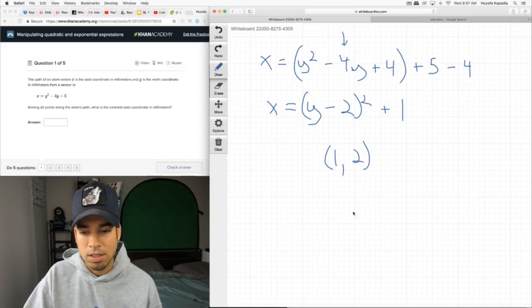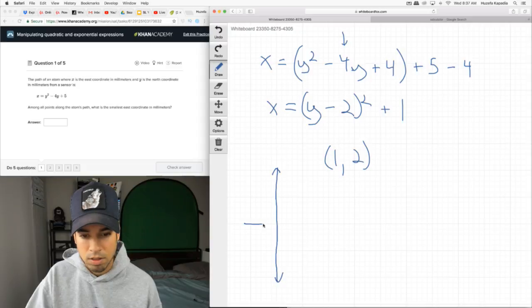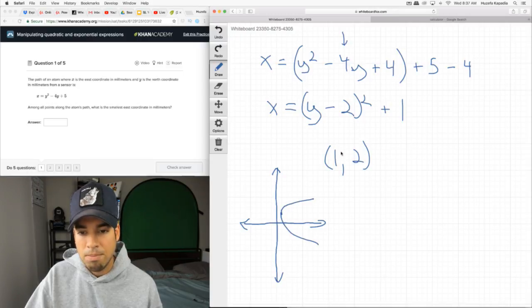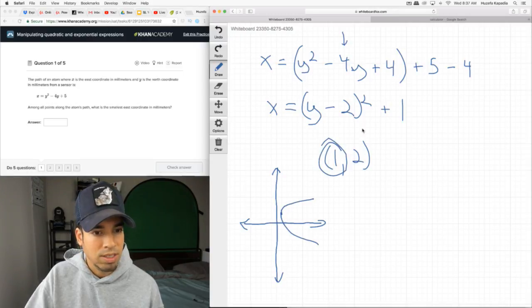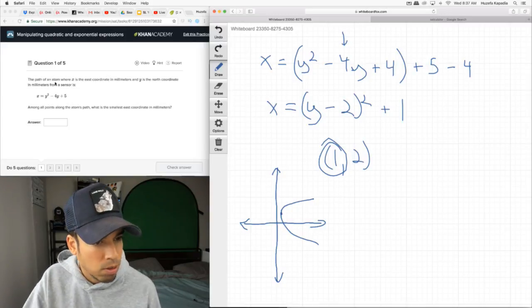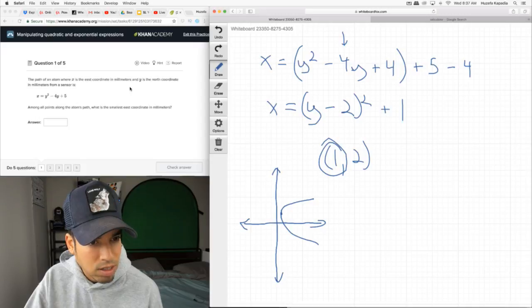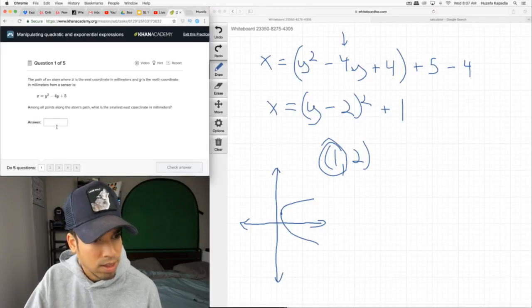So what this means is if we have a graph, the graph of this roughly, I believe, should be at 1, 2, here's the vertex, and then like this. And so that minimum value, that smallest east coordinate in millimeters, should be 1. Let me just make sure, I'm going to read it one more time. The path of an atom where x is the east coordinate and what? Yeah, so I think that's correct.